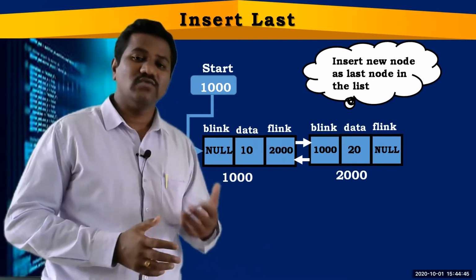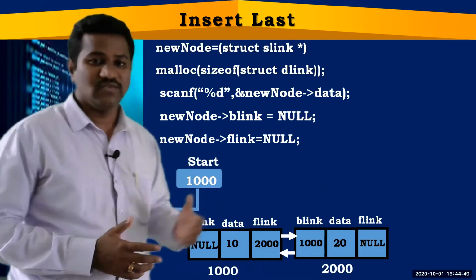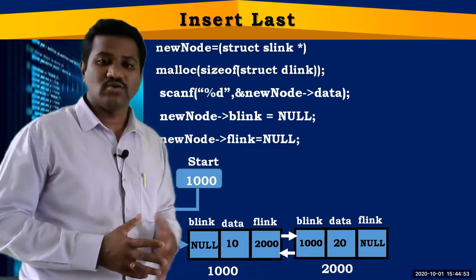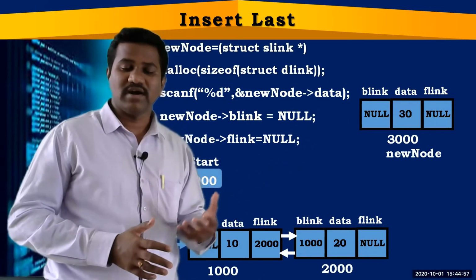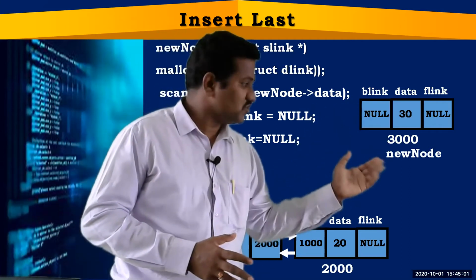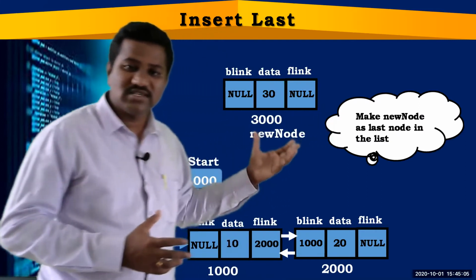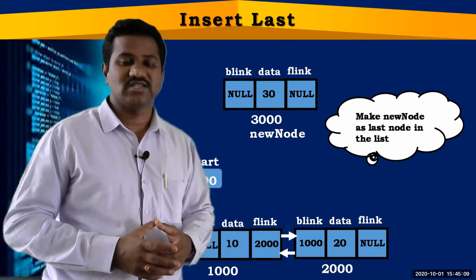Again, I need to allocate a block of memory with the help of these instructions, accept the data part, and assign null to the link parts. This is how we create the node and accept the data part, which is going to be 30, and it contains an address. That address is stored in new node. Now I need to make this 3000 node the last node in the existing list.